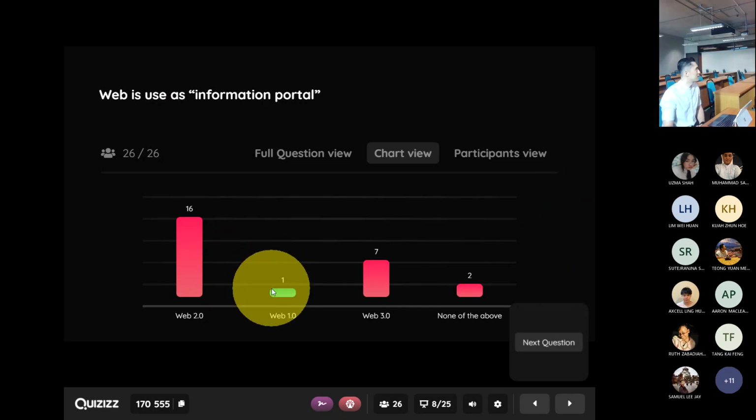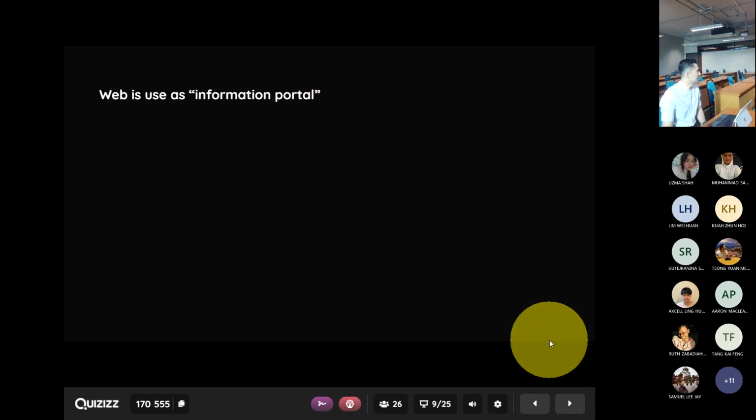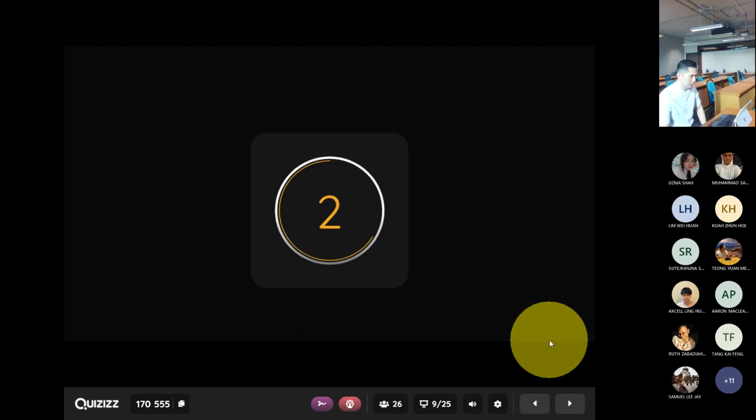Awesome. Right. So because there's no other information provided, it's only for information purposes on what the web is for, it's still referring to Web 1.0. There is no explanation here that justifies whether it's a 2.0 or a 3.0 or any others. Okay. All right. Next question.